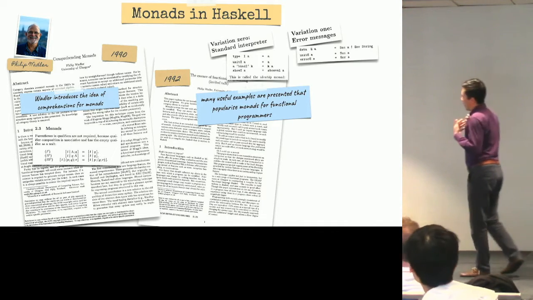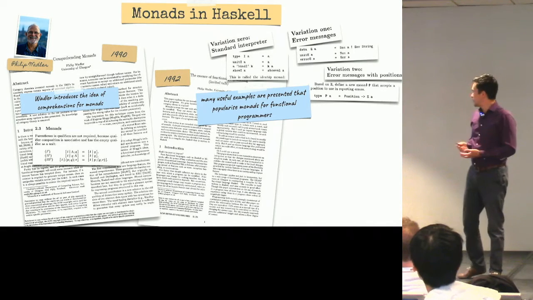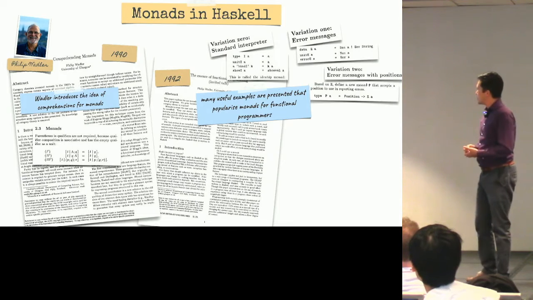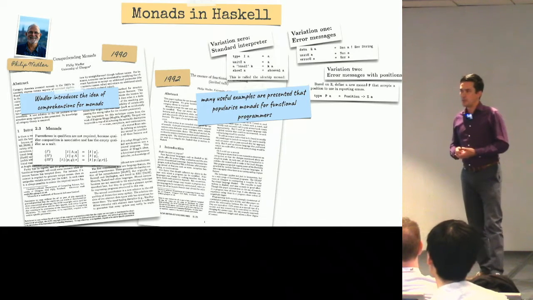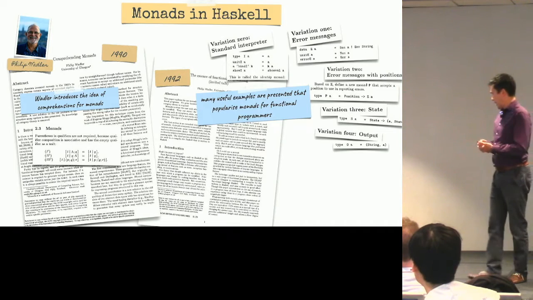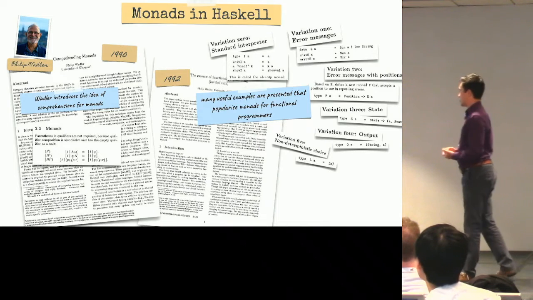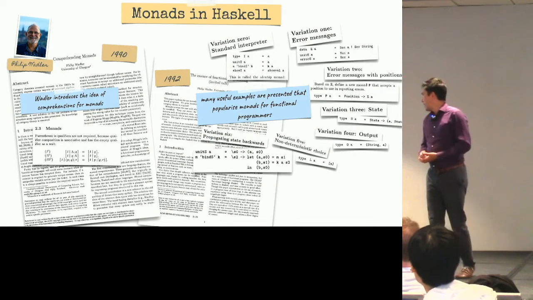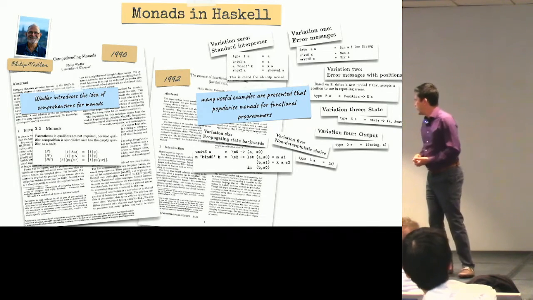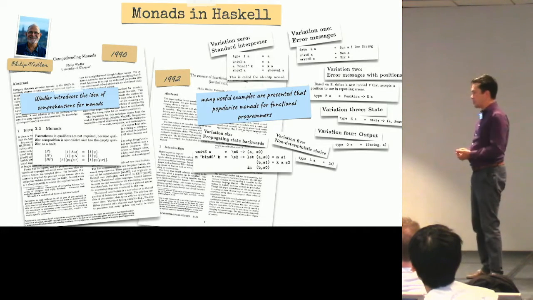He has one about error messages, which is the maybe monad, but with a payload of data. Error messages with positions, which we might now call the reader monad, combined with errors. The state monad. Output, so this is going to be something like the writer monad, and he has non-deterministic choice, which is the list monad, and then he has this very odd one, propagating state backwards, which is completely bizarre.